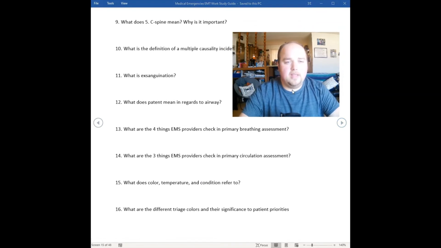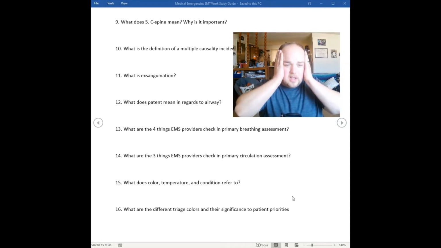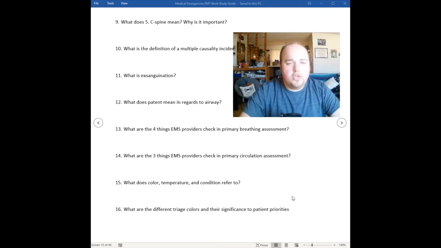Finally, in our scene size up, number 5, C-spine. What is C-spine? C-spine is holding that head nice and straight and making sure that they don't move, so we're protecting the neck from any possible injuries. Doesn't mean that we're going to prevent any injuries from happening, but we're reminding them not to move their neck.